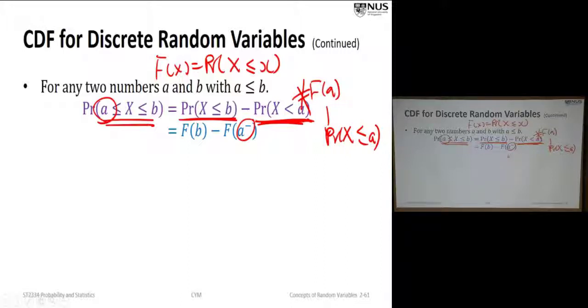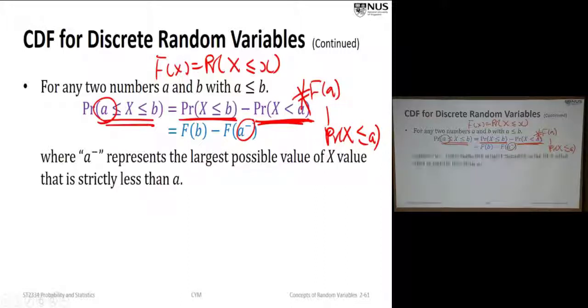So we subtract that. A with a superscript negative is the largest possible value of x that is strictly less than a. In other words, if a equals 2, then what is a minus? 1.9? No. 1.99? No. It's just a number close to 2. It is 1.9999999, many nines. Very, very close to 2.